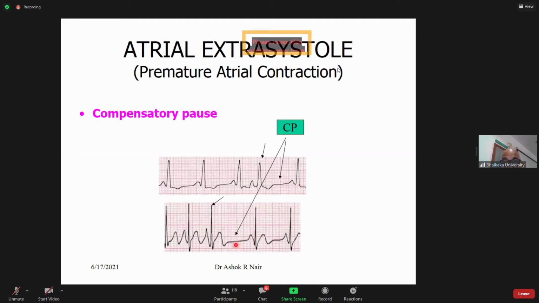Can you tell me why this is occurring? Would you like to put it in the chat? Why might this compensatory pause be seen?